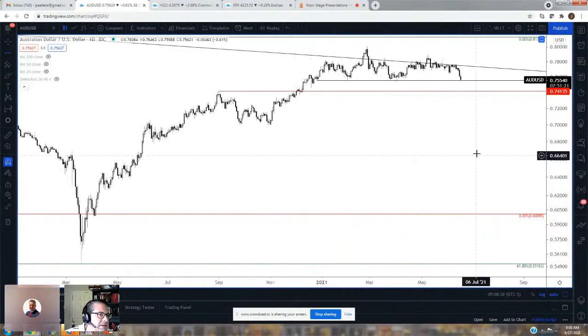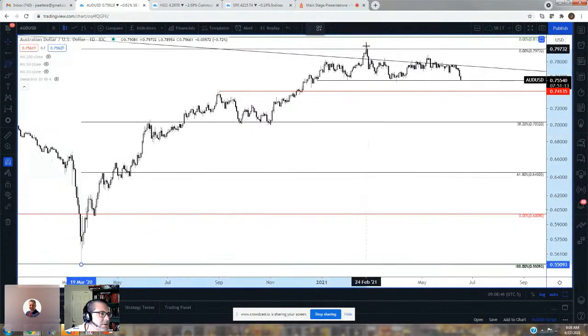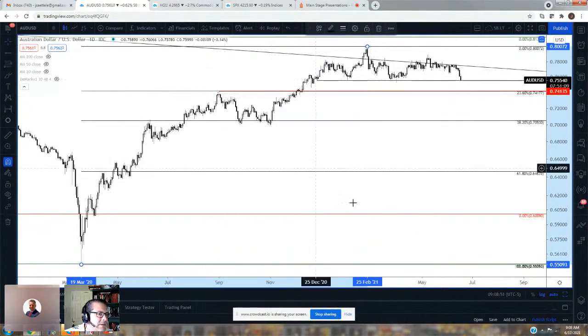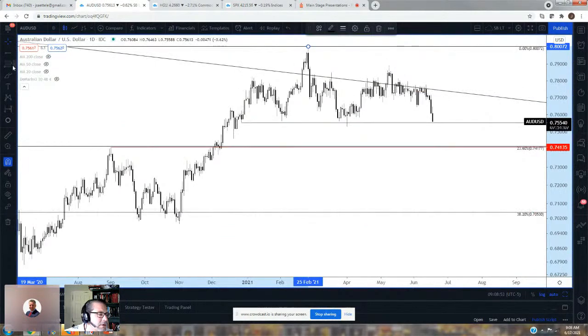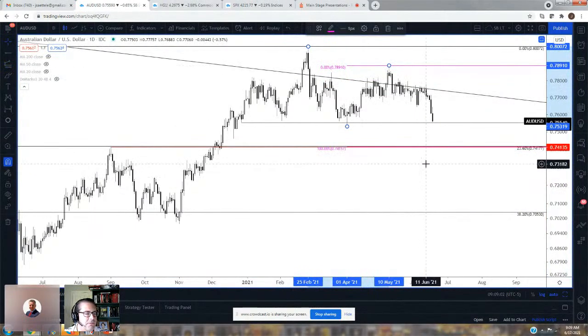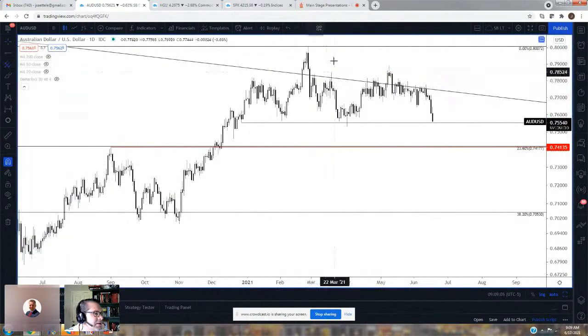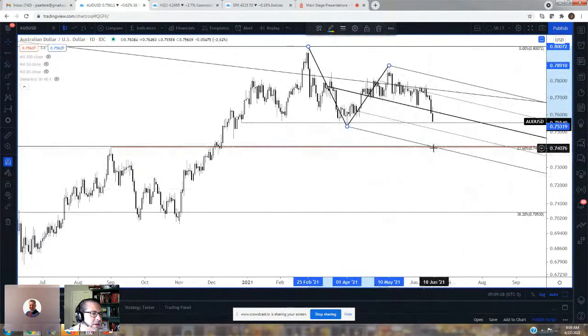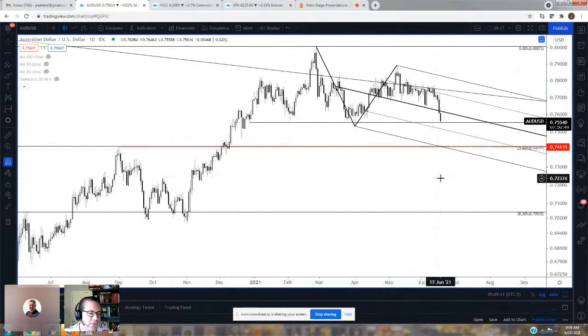So you see that high? 74.14. I'm going to bring in the 23.6 retrace, which is also 74.15, and we're going to go two equal legs from the high, which is also 74.15. So that, again, is what I call a magnet, and we could even throw the channel on there, and guess what? It's also right here. So this is another good example.